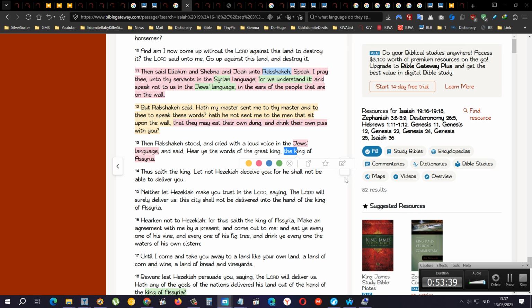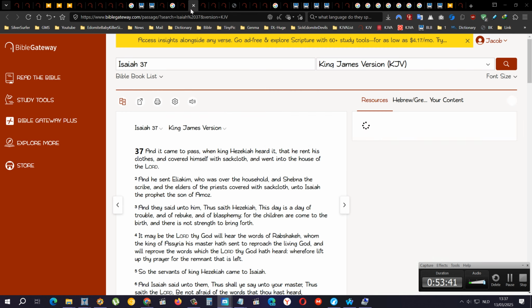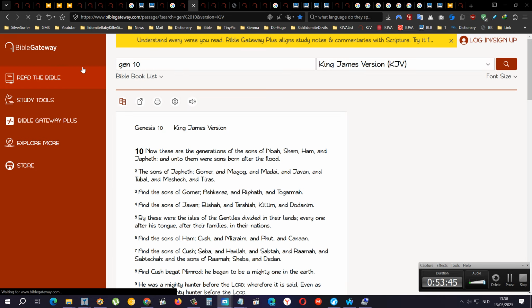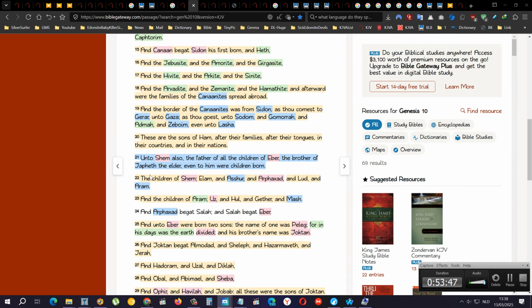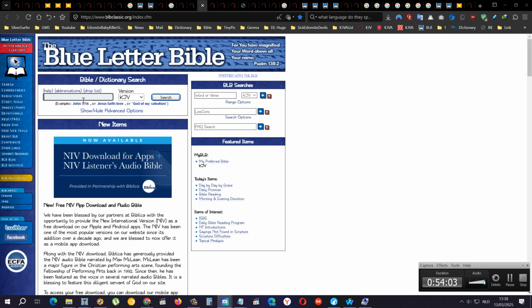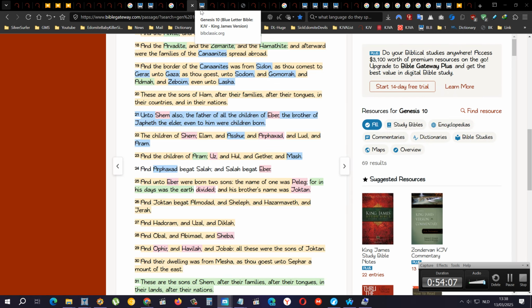So Ashur is the brother of Aram. Genesis chapter 10, verse 22: The children of Shem, Elam is the first, and Ashur, and Arphaxad, and Lud, and Aram. So who is Ashur? Genesis 10, verse 22.